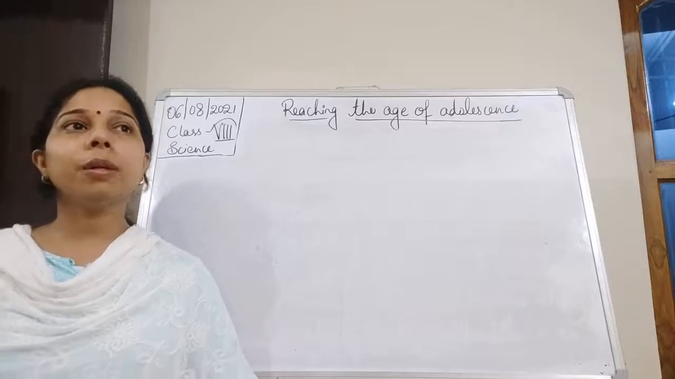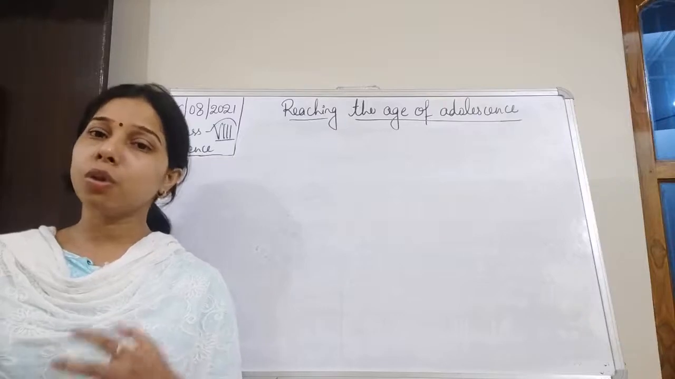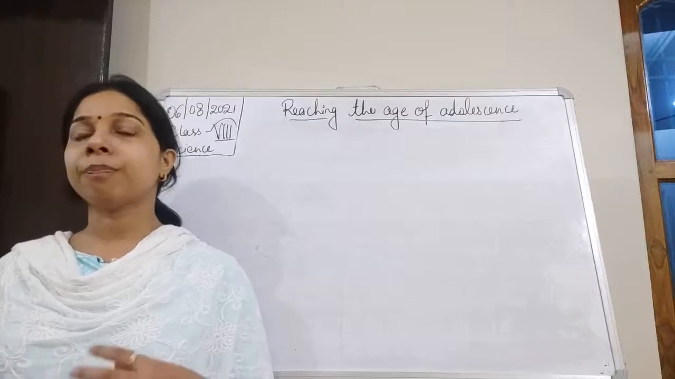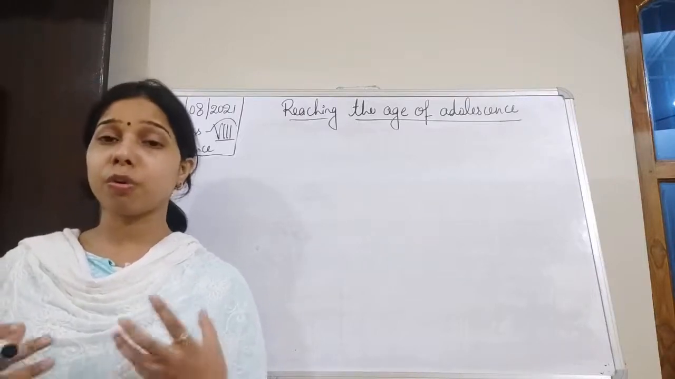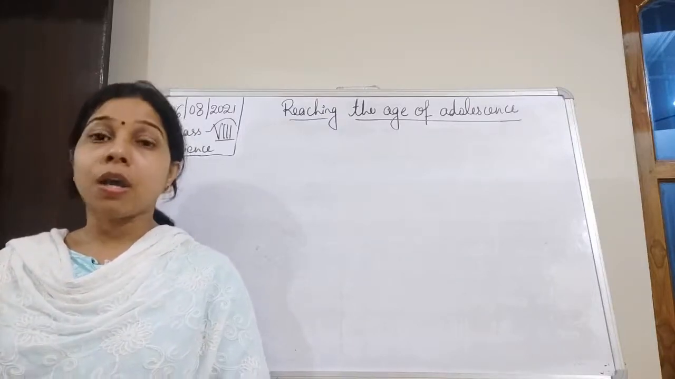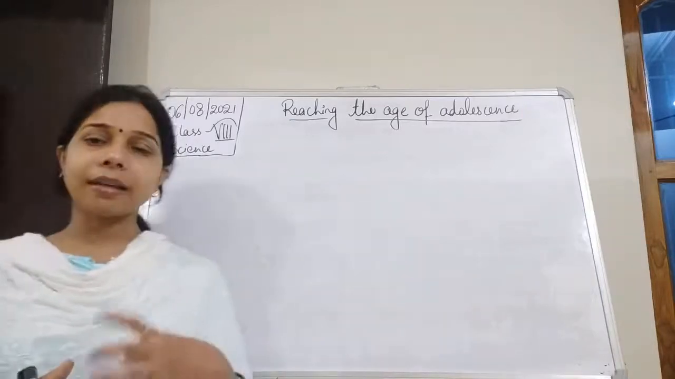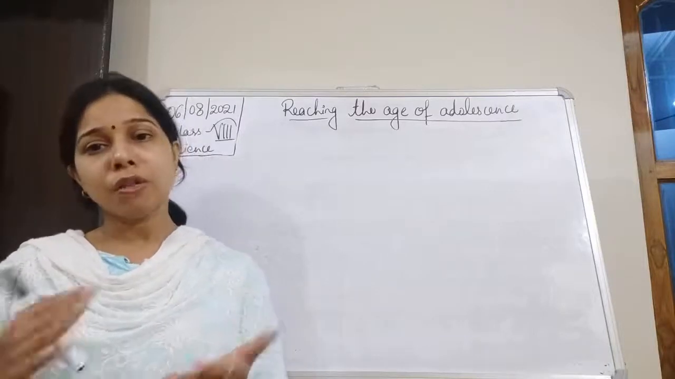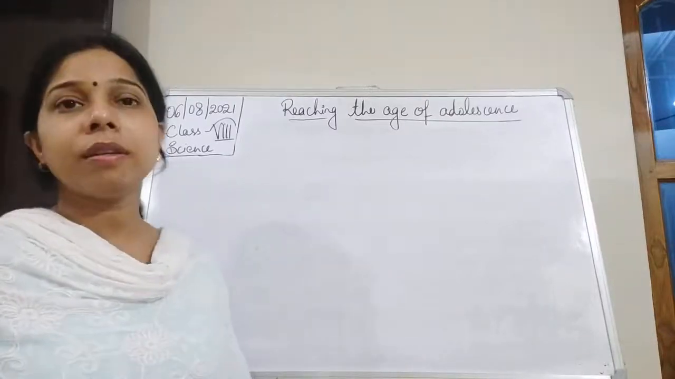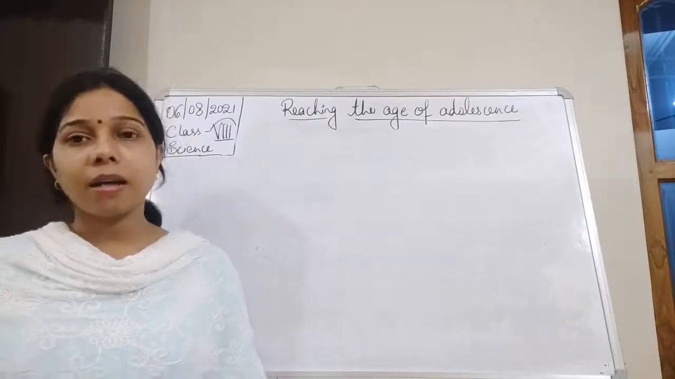Now here, when the person reaches puberty or becomes an adolescent, a lot of different changes occur in the body. These changes are marked not only by physical changes, but also by emotional and mental changes. So what are the different kinds of changes that we will see here? We classify the changes into two types. The first is external change and the second is internal.